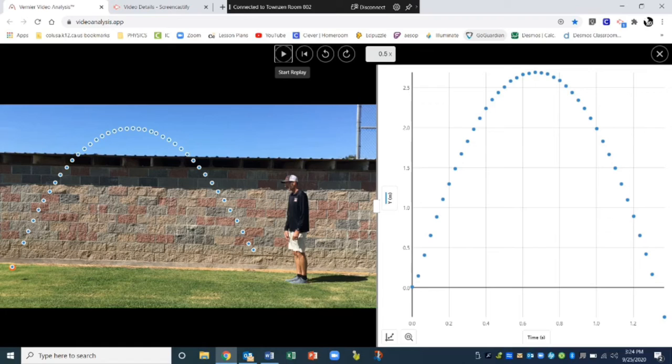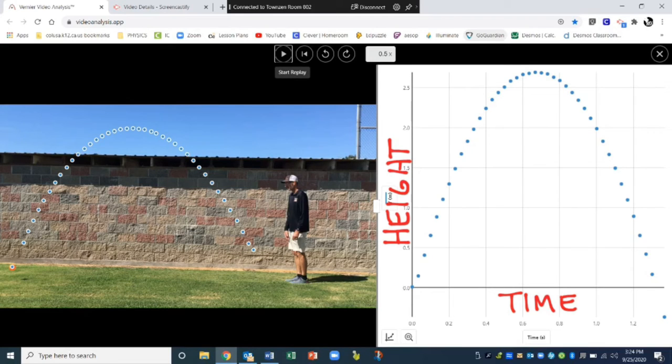The graph has a y-axis that is measuring height and an x-axis that is measuring time. So the picture would allow us to measure the distance the ball traveled and the height of the ball. The graph allows us to measure the height of the ball and the amount of time that the ball was in the air. So the blue dots are tracing the path of the ball on the picture, and the blue dots are tracing the height as time passes on the graph.